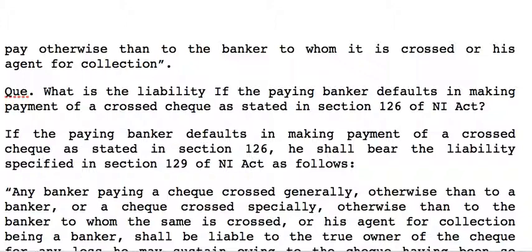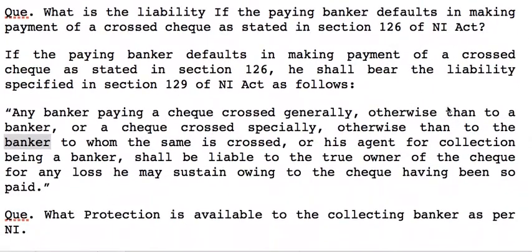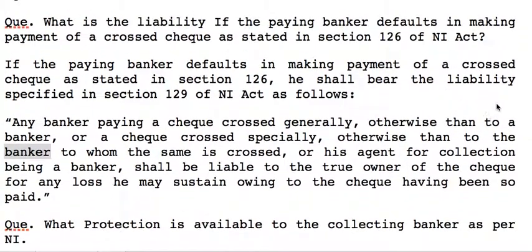Now, what happens in case the paying banker makes default? In case the paying banker makes default in making payment of a cross check as per section 126 of the NI Act, it's very simple. If a banker defaults in making payment of a cross check as per instructions given in section 126 of the Act, it shall bear the liability as specified in section 129 of NI Act.